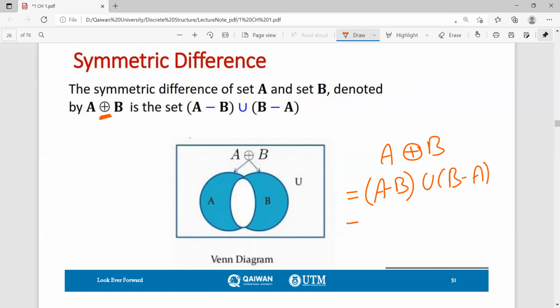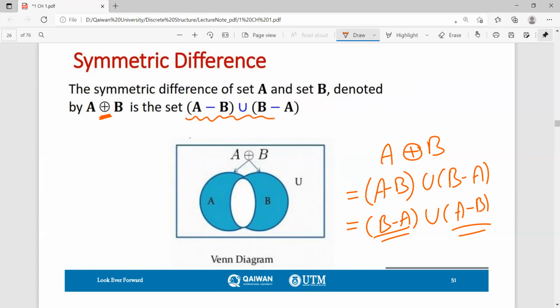You can also write B difference A union A difference B. It's okay if you write down either of these first, because here we have union. Union is commutative. That means if you have A union B, it equals B union A.